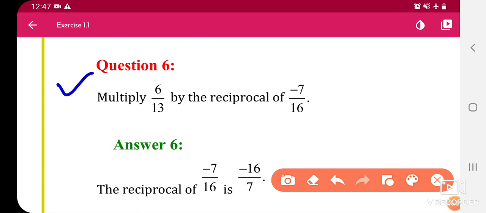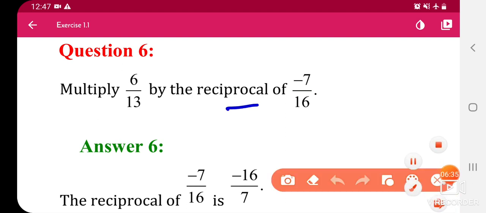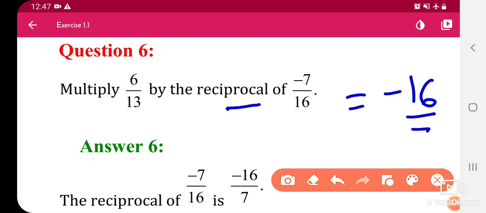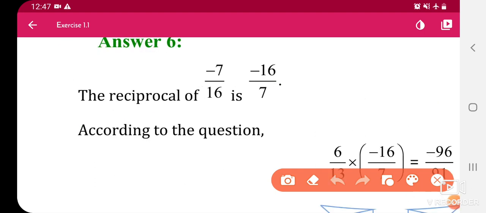Multiply 6 upon 13 by the reciprocal of minus 7 upon 16. Okay, let's see the solution. So firstly, we have to write the reciprocal of minus 7 upon 16. So it is minus 16 upon 7, and after that multiply by this number. It's a very easy question. So the reciprocal of minus 7 upon 16 is minus 16 upon 7.